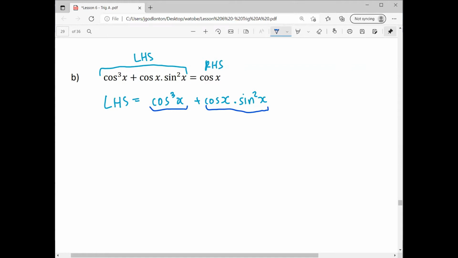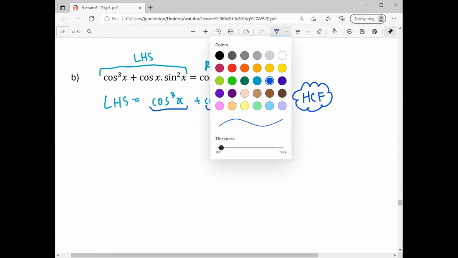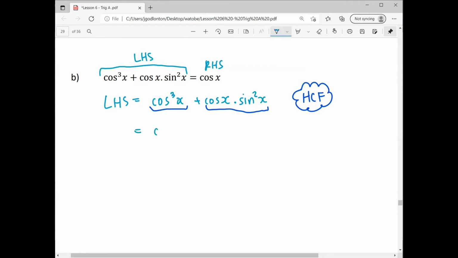Isn't it when you pick out the... Yes, you're on the right track. What you're doing is you're going to take out your highest common factor. Yes, well done. So we're going to take out our highest common factor. And in this case, our highest common factor would be cos. Okay, so we're going to take our cos. And I would be left with, from my first term, cos squared x. And from my second term, I would be left with sine squared x.